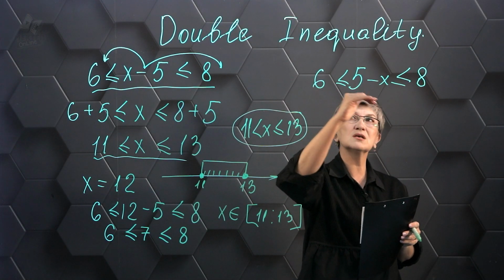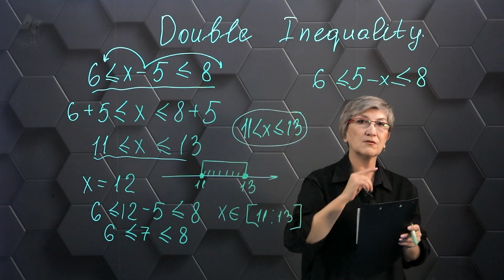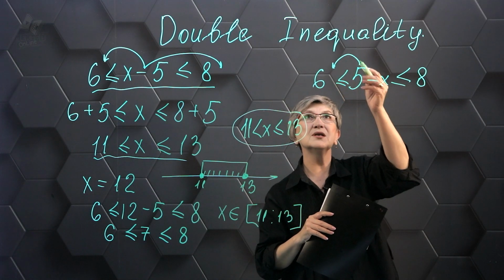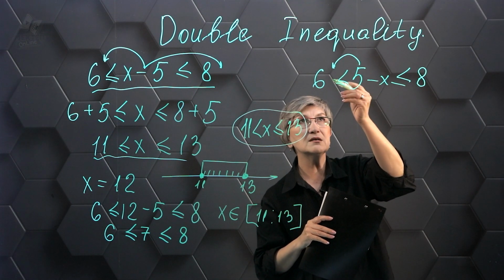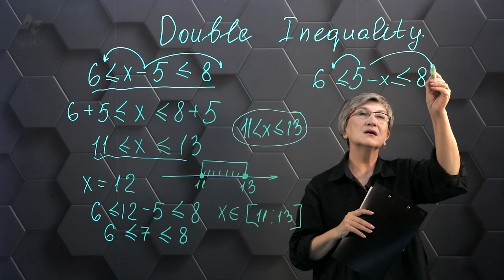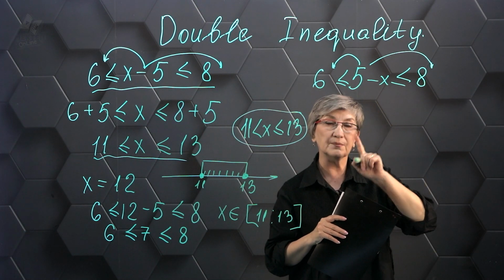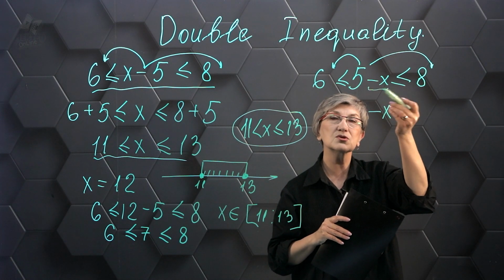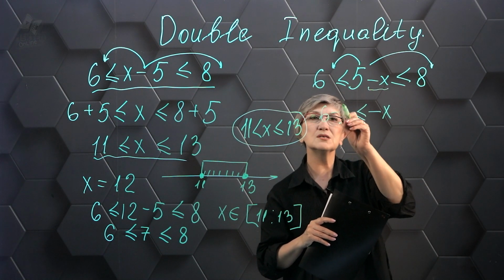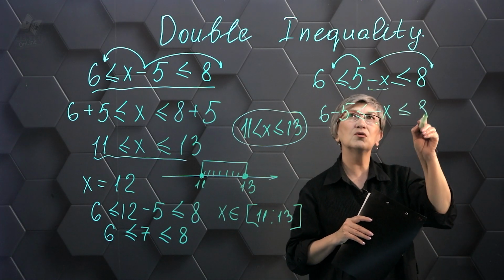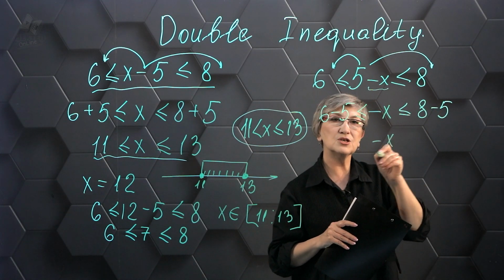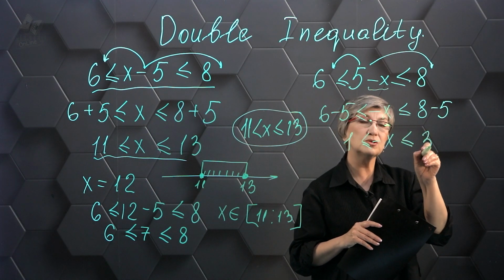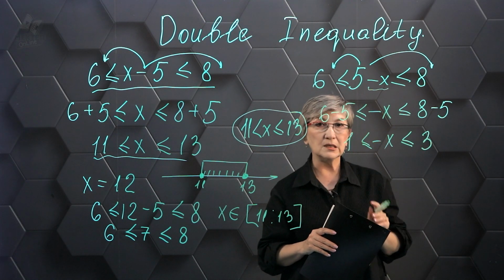Now, let's move on to our inequality. 5 minus x is greater than or equal to 6, but less than or equal to 8. Note that I will move the 5 once again simultaneously to the left side and to the number 8. And then I will have minus x, because x is written with a minus sign, greater than or equal to 6 minus 5, but less than or equal to 8 minus 5. And then the value of minus x will be greater than or equal to 1, but less than or equal to 3. But this is not the answer yet.